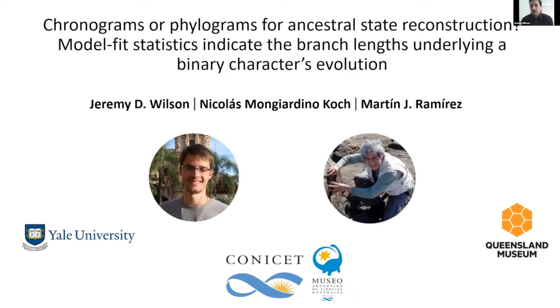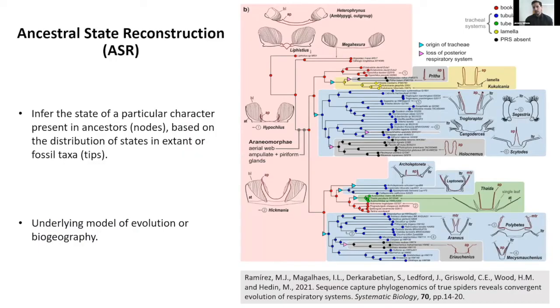So most people here will know what ancestral state reconstruction is, but just in case anyone doesn't: we take a phylogeny, so relationships between species. We then score some particular trait of interest for all of the tips in that phylogeny, which may be extant taxa or they may be fossils. And then using models and assumptions about evolution, we try and infer the states present in the ancestors. And you can see a nice spider-related ancestral state reconstruction there on the right, looking at the evolution of the respiratory system in spiders.